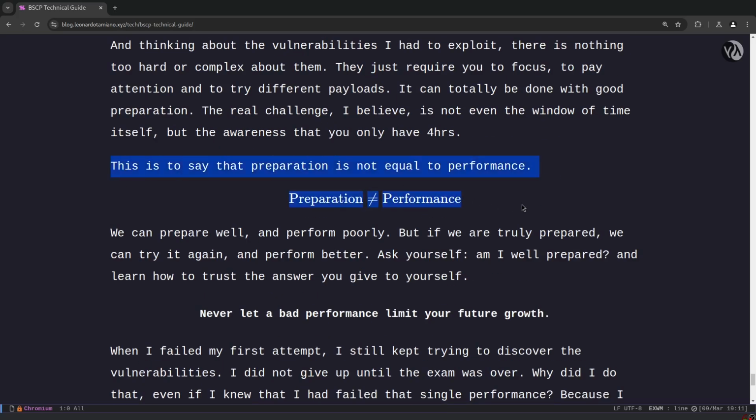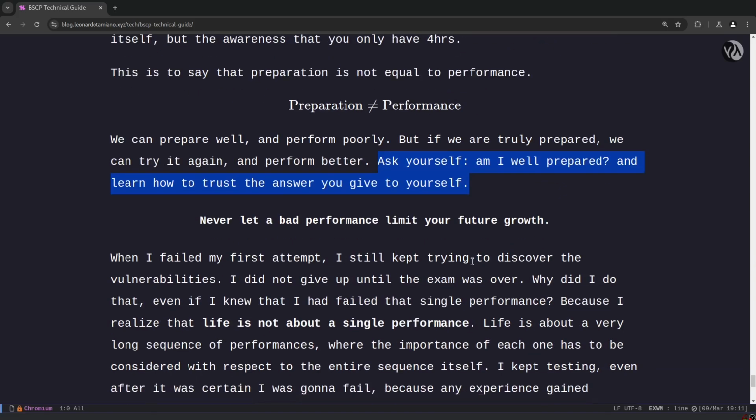And I would say that the biggest lesson that I learned from this experience is that preparation is not equal to performance. I knew that even before going into the exam, and with that knowledge, I knew that a poor performance did not necessarily mean that I was not prepared. Sometimes, of course, it's true that if we are not prepared, we will have poor performances, but the inverse, I would say, is not always true. If we have a poor performance, sometimes it does not mean that we are not prepared. So they are different things. We can prepare well, but we can perform poorly. But if we are truly prepared, we can try again and perform better.